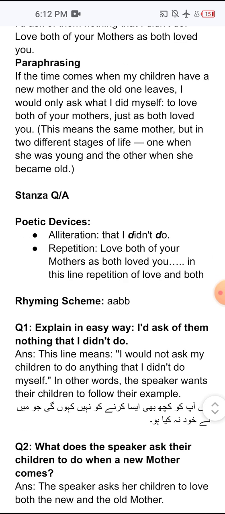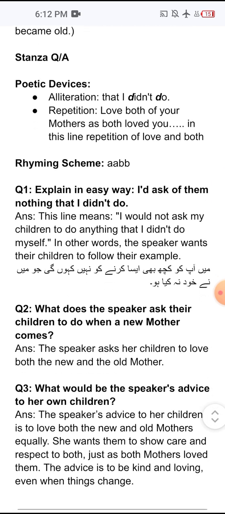Stanza question answers, poetic devices. Alliteration: "that I didn't do," the repetition of D. Repetition: "love both of your mothers as both loved you." In this line, there is repetition of "love" and "both." Rhyming scheme is AABB.